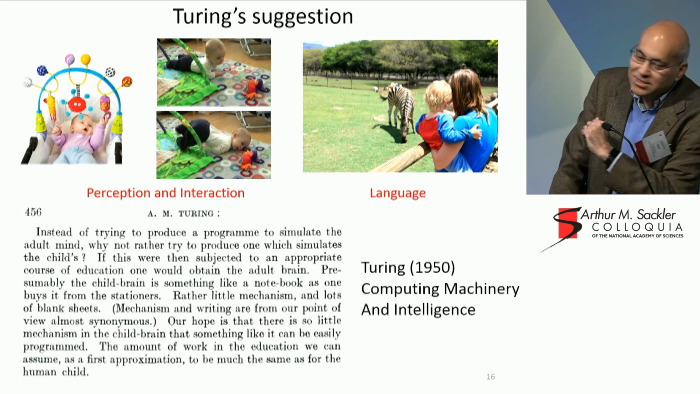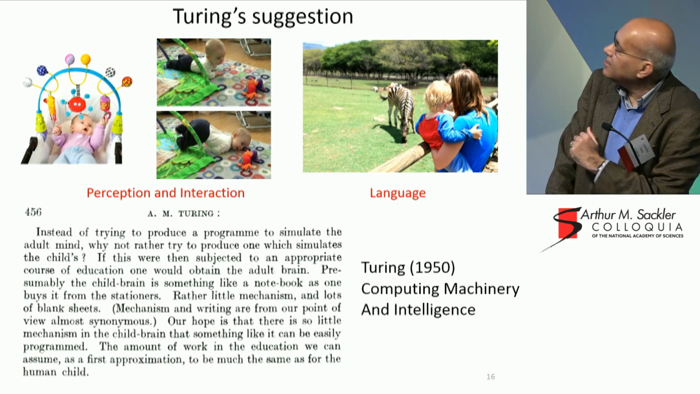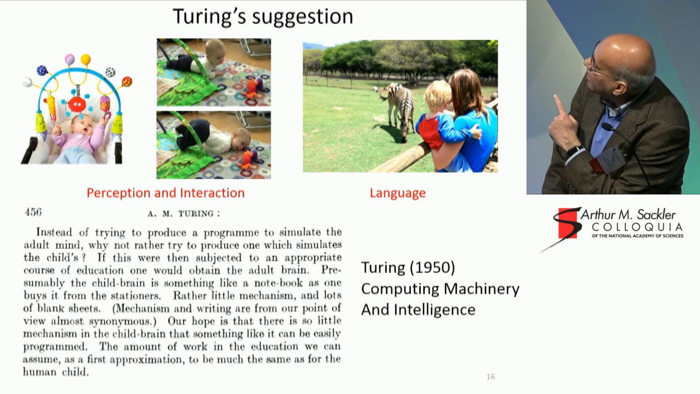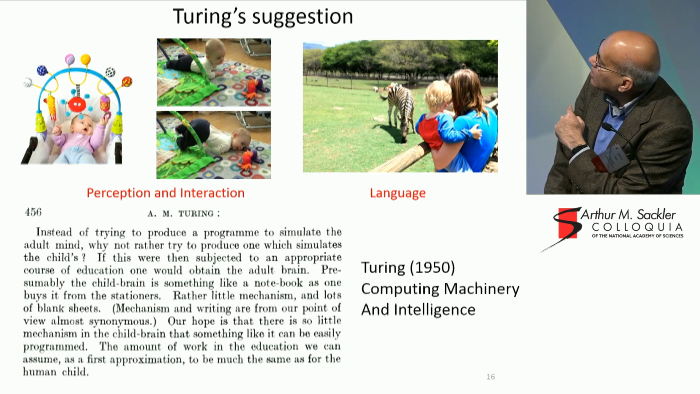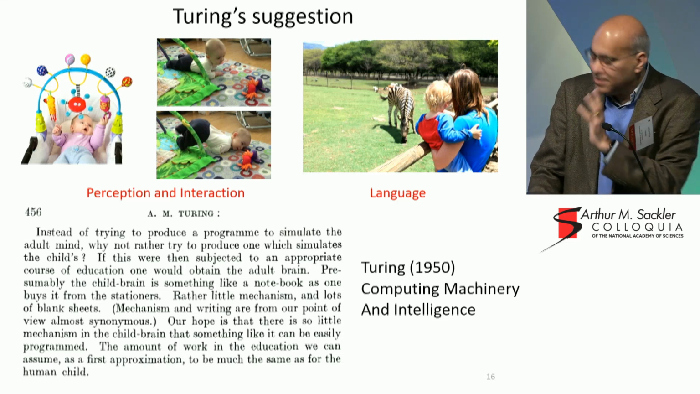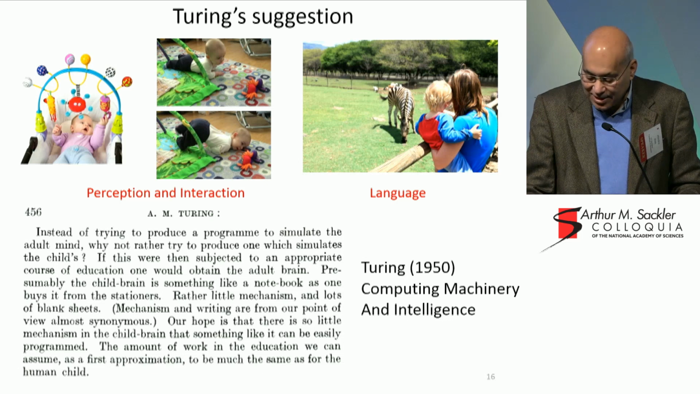So this is a series of stages by which children interact with the world, and then after that they interact using language. So there's this line: instead of trying to produce a program to simulate the adult mind, why not rather try to produce one which simulates the child's? And then he has essentially a proposal along these lines.